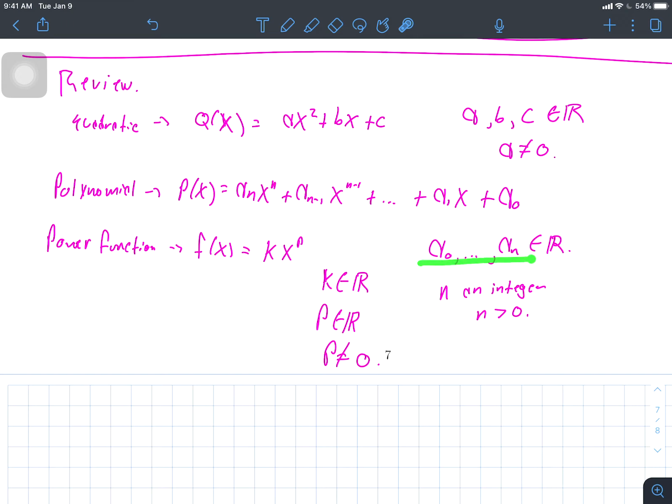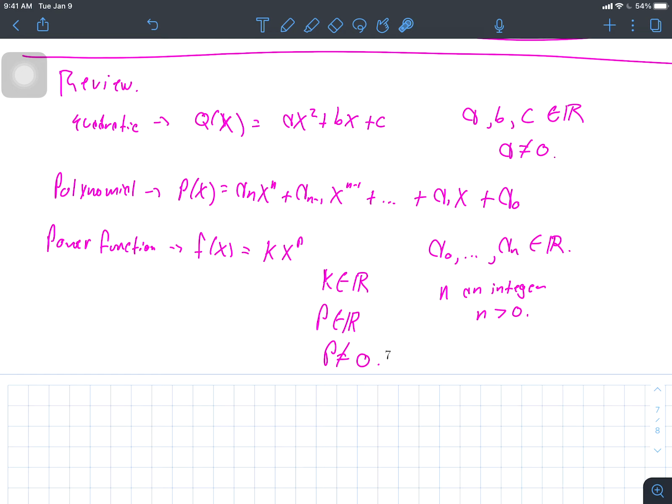And all of these numbers are just real numbers, and the powers of x here are all whole numbers. So think of functions like 17x to the 9 plus 5x to the 8 plus 3x to the 7 minus 2x squared plus 3.7x plus 4. These types of functions are polynomials, okay? So n should be an integer which is larger than 0. An integer means whole number, and n larger than 0 means the number should be larger than 0.